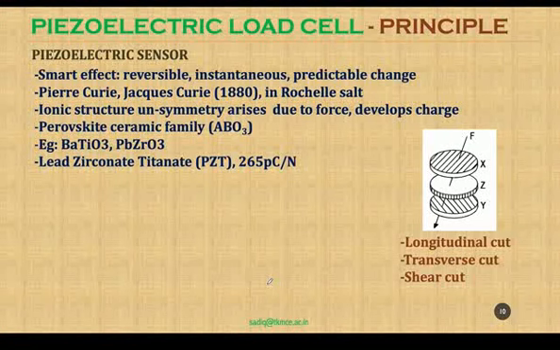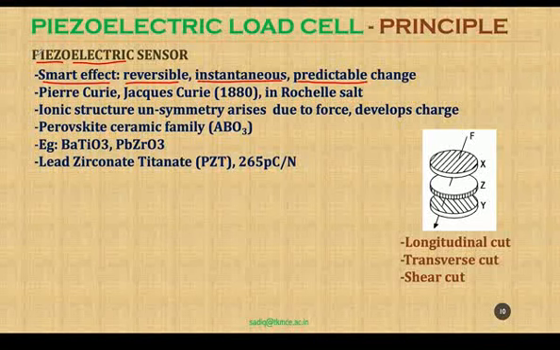Piezoelectric crystals can also be used for sensing load. Such sensors are called piezoelectric load sensors or piezoelectric load cells. Piezoelectricity means when pressure is applied, electric charges are developed by certain materials. Such materials are called piezoelectric materials. These are smart materials because the effect developed because of the pressure is reversible, instantaneous and predictable. That means when a force is applied, it will develop a charge, and if the force is removed, the charge will be removed. That is, it has a reversible property, and the charge is developed instantaneously and in a predictable way also. So we call it a smart material or smart effect.